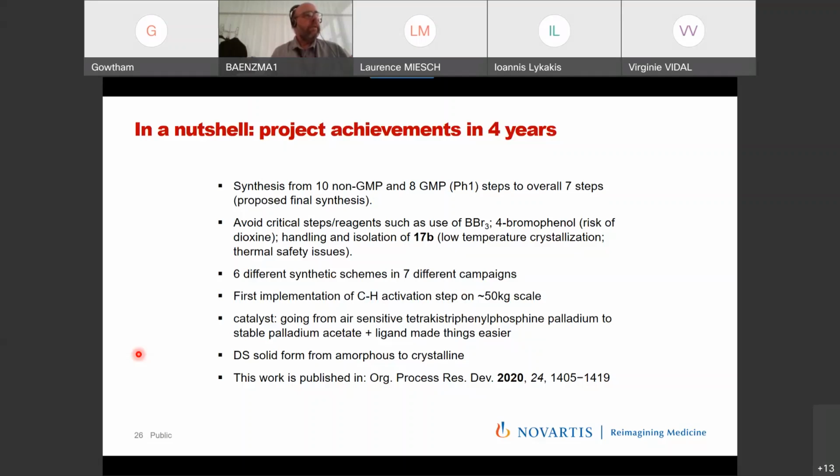6 different synthetic schemes and 7 different campaigns, and the first implementation of CH activation in our company on 50 kilogram scale. The catalyst going from air-sensitive tetrakis-triphenylphosphine palladium to a stable palladium acetate plus ligand, and the drug substance solid from an amorphous to crystalline. And this work could actually be published in the Journal Organic Process Research and Development in 2020.